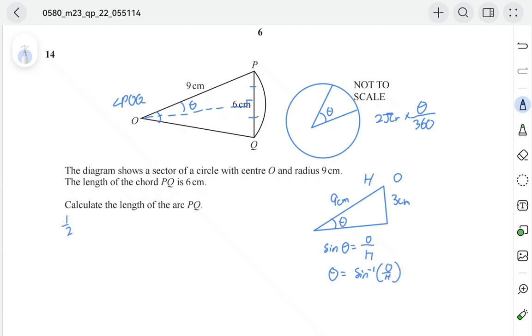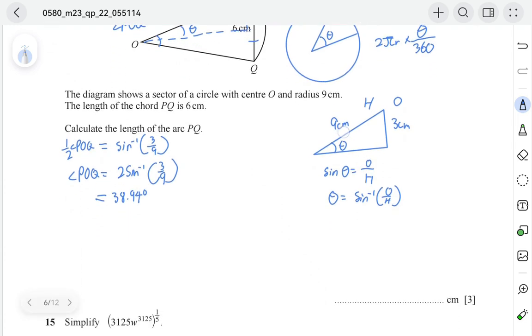So we could say half of angle POQ is equal to inverse sine 3 over 9. Rearranging to find POQ, we get angle POQ equals 38.94 degrees. We will keep it as two decimal places for now, as it is not yet the final answer.